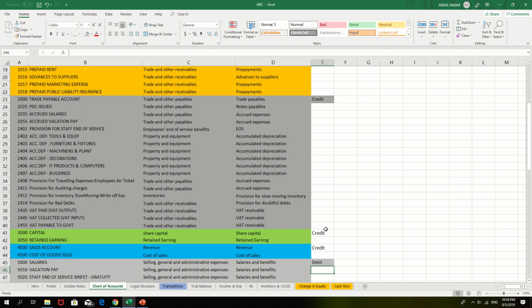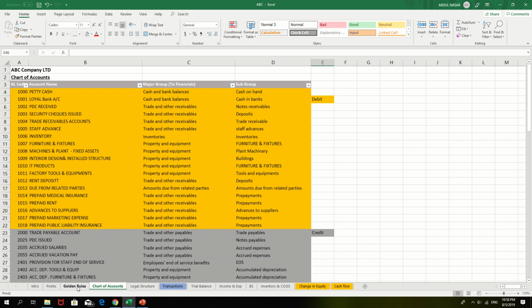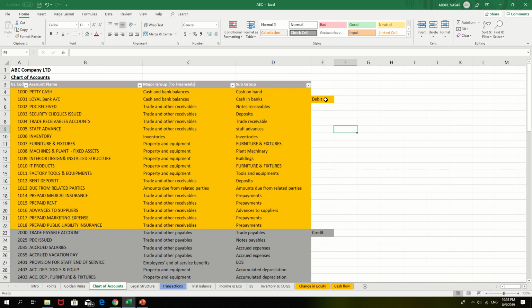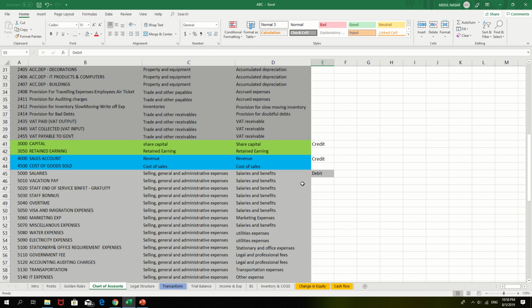Hope you understood all these concepts, and these are the same criteria of golden rules. Now, what are the accounts to be debited? Assets and expenses. If there is an increase in any of the asset accounts or any of the expense accounts, debit those concerned accounts. For example, if there is an increase in salaries expenses because we are paying the salaries of this month to our employees, debit that account, and credit the cash if you are paying cash, or if you are paying through check or other transfers, credit the bank account.